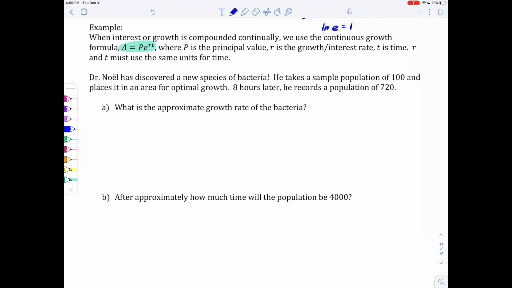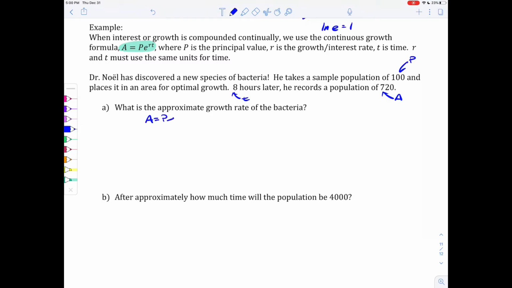Wow. He takes a sample population of 100, places it in an area for optimal growth, and 8 hours later, its population is 720. So information I'm extracting from that is that's P, this is T, and this is A. So what's the approximate growth rate of the bacteria? Of everything in here, we're only missing one variable. Just noting that, don't forget, e is not a variable, it's a number.